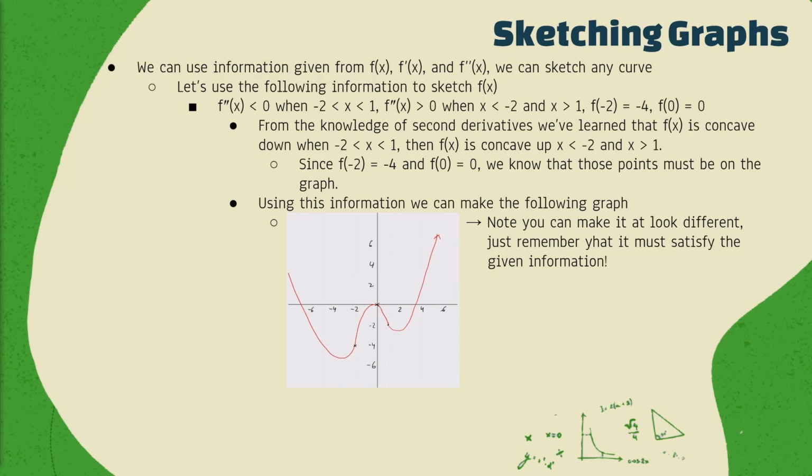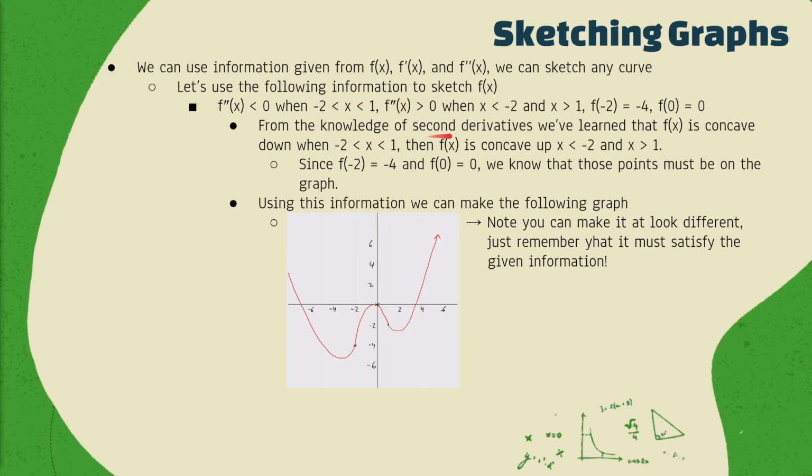Please note that there'll be many different ways for you to draw this. However, if it satisfies those 5 key things, you should get full marks. So here is the graph that I drew. As you can see here, I've marked our key points. So this is 0, 0, and this is -2 and -4.